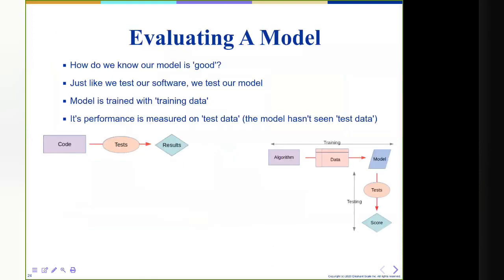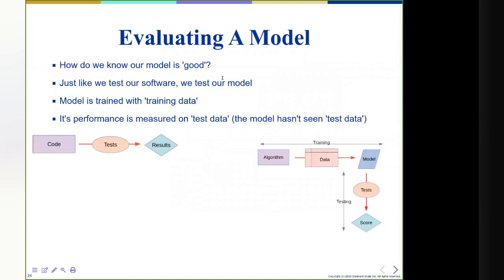So for that, think of it like this. Imagine you're writing code and you're writing unit tests. You write your code, and usually somebody else writes the unit tests. When you run the code against a unit test, you actually get results. Same thing in machine learning. We write our algorithm. Remember, algorithm plus data gives us a model. We talked about all the terminology last time. Now I have a model, and I need to test the model.